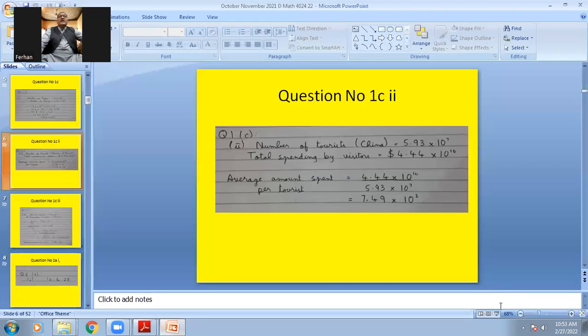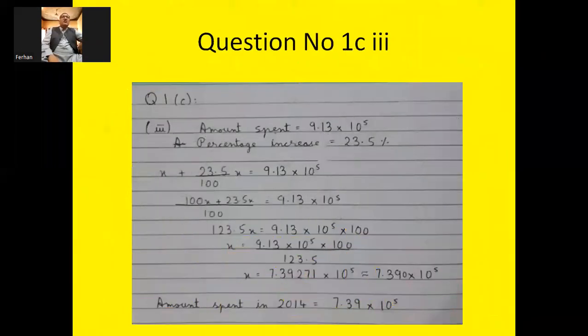Okay, so let me show you how we have done this. The amount spent is 9.13 x 10^5, and that's the present amount. The percentage increase is 23.5%. So suppose in 2014 the money spent was X, and there is now an increase of 23.5% in X. So now the money spent is 9.13 x 10^5. So this is the equation which we have to write. You will have X plus 23.5 divided by 100 times X equals 9.13 x 10^5. So you will have 100X plus 23.5X over 100. He has taken the LCM on the left side.